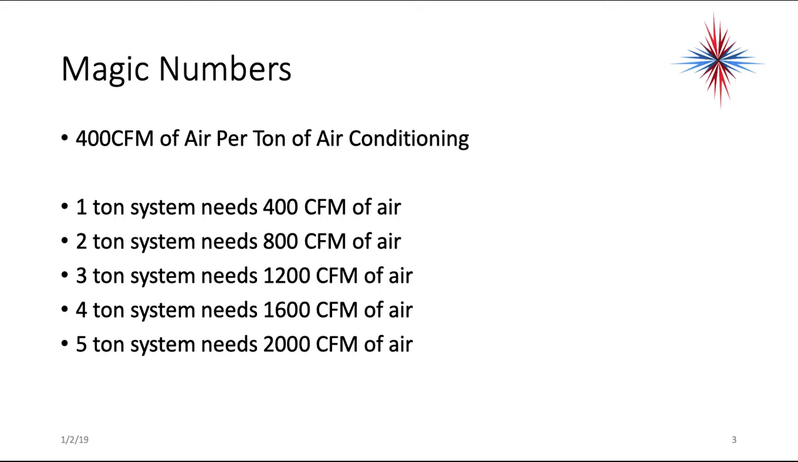First of all, 400 CFM, that's 400 cubic feet per minute of air per ton of air conditioning. So a 1-ton system needs 400 CFM of air. A 2-ton system needs 800 CFM of air. A 3-ton system needs 1200 CFM of air. A 4-ton system needs 1600 CFM of air, and a 5-ton system needs 2000 CFM of air. So those are the bases.